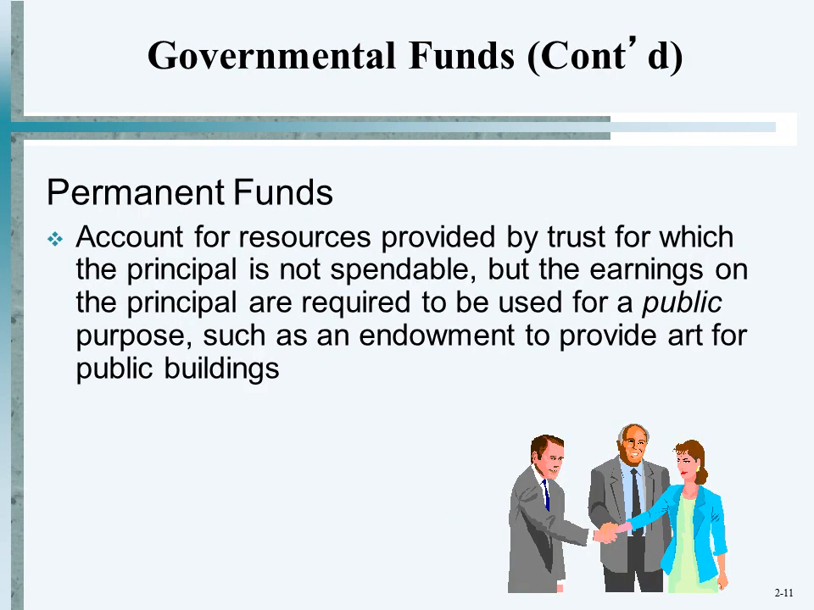Permanent funds operate sort of like a trust. They're similar to a permanently restricted fund in the nonprofit world, or kind of like an endowment where the principal is not spendable, but the earnings on the principal are used to support a public purpose, like provide art for public buildings or purchase books for a library, etc.